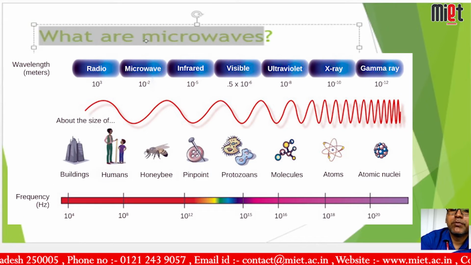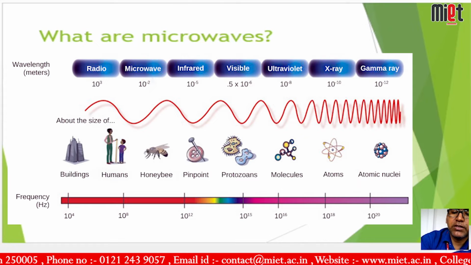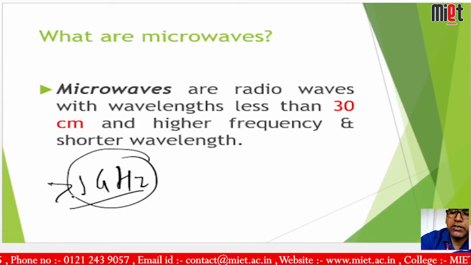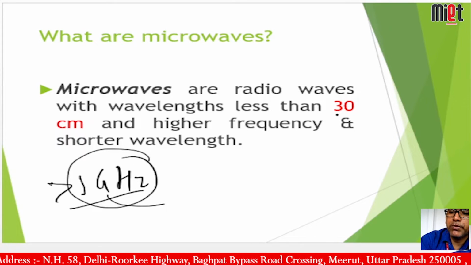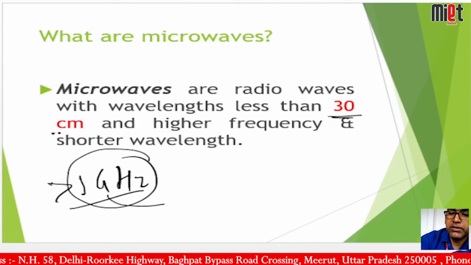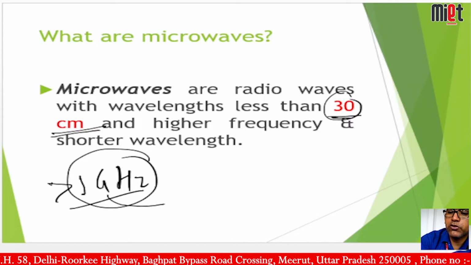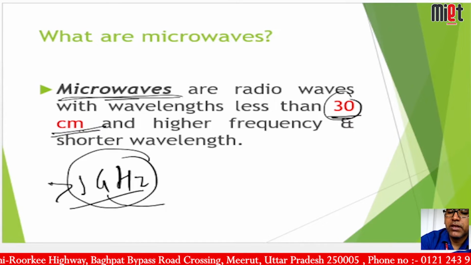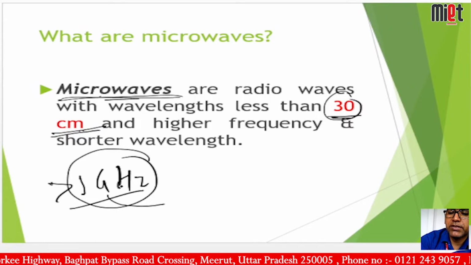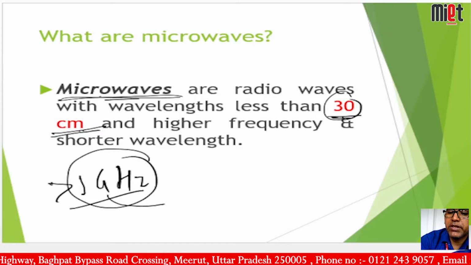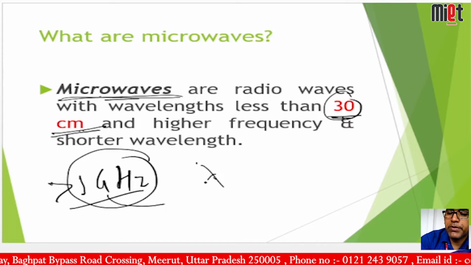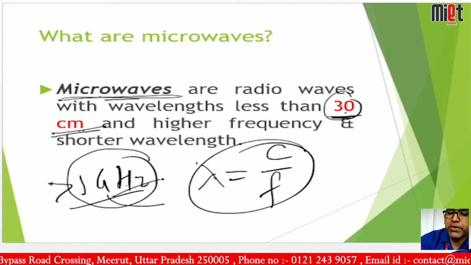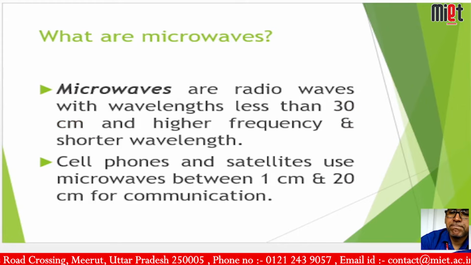Now, what is microwave? Microwave is a high frequency signal. It is the frequency greater than 1 gigahertz. Since frequency is greater than 1 gigahertz, its wavelength will be smaller than 30 centimeter. So the radio waves whose wavelength is shorter than 30 centimeter will come under microwave signals. Wavelength and frequency are related by lambda equals c by f, so you can easily convert wavelength into frequency and frequency into wavelength.